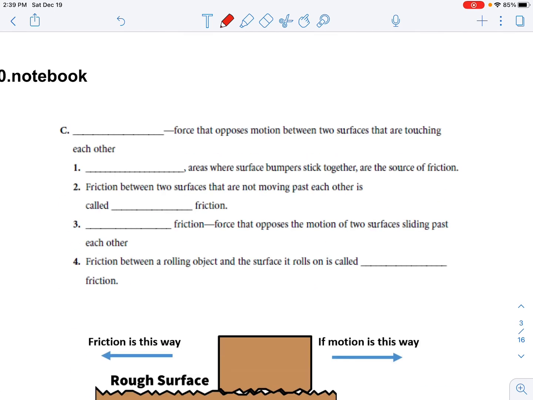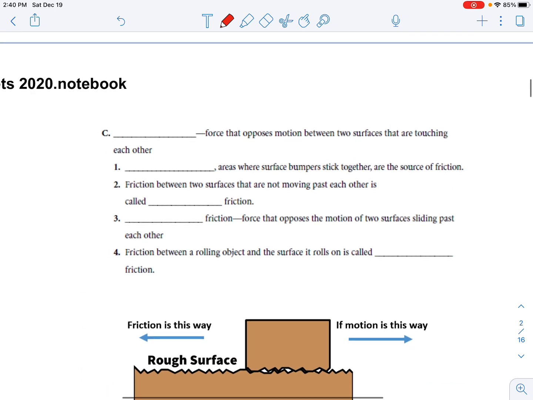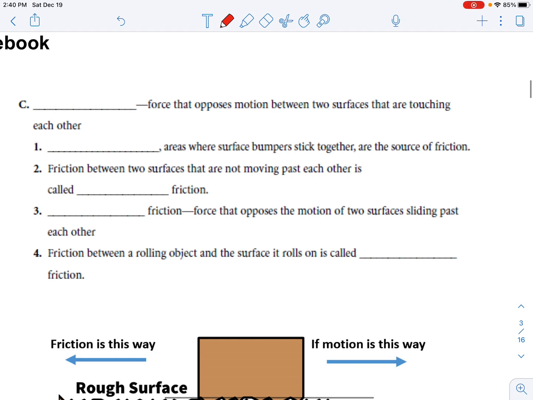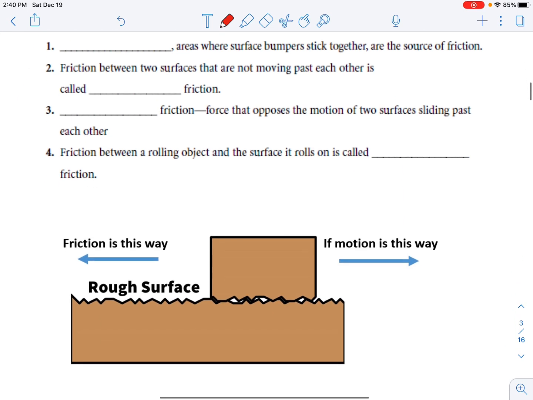Now letter C. Another kind of force is something called friction, F-R-I-C-T-I-O-N. Friction is a force that opposes motion. Opposes means in opposite directions. It acts between two surfaces that are touching each other. I have a picture of this down here.